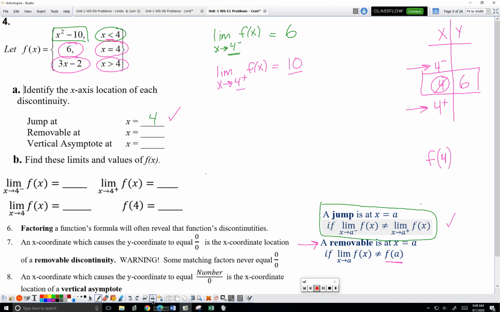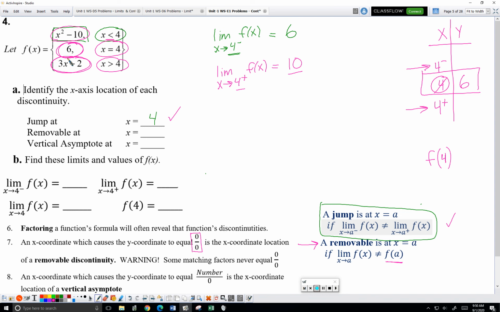Wrong problem. That one. Okay, removable. In the last example we talked about, one way to get a removable discontinuity is to find an x coordinate where you end up with 0 divided by 0. We are not going to have that type of removable discontinuity in this problem because none of these formulas have the capability of becoming something divided by 0. They don't have a denominator other than perhaps 1.